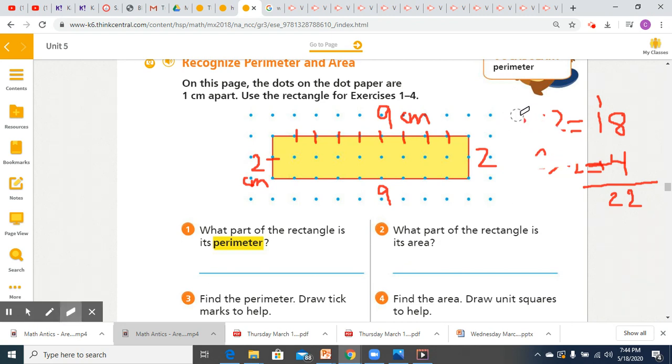Now, I know that the next question is going to be asking me to find the area. As you can see on question number 4, it's asking you to find the area, and it's telling you that you can draw unit squares to help. Okay? How do I draw unit squares inside a figure?